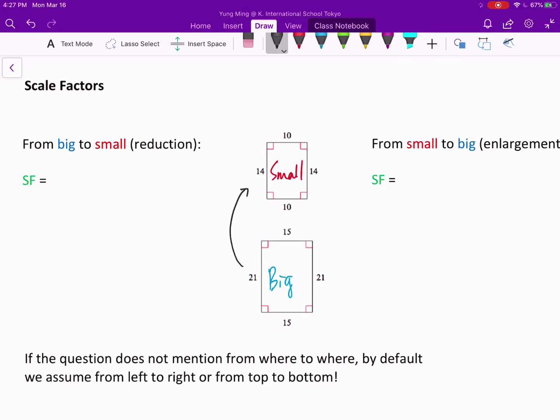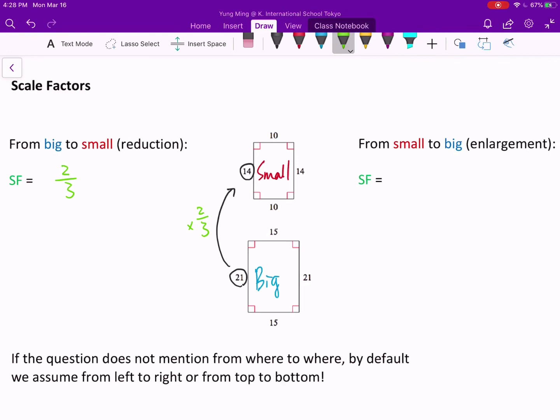That's basically asking what number each side of the big triangle should be multiplied by in order to get each of the corresponding sides of the small shape. So in this case, for example, what do you need to multiply 21 by in order to get to 14? From the previous example, we know that the answer is 2 over 3. We multiply by 2 over 3 from 21 to get to 14. So in this case, the scale factor from big to small, which we call a reduction, is 2 over 3.